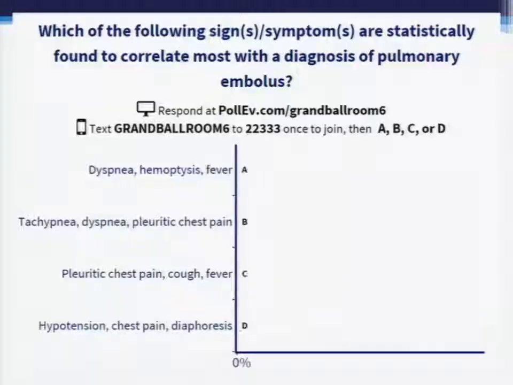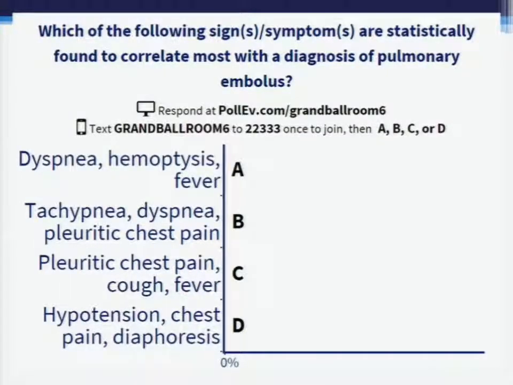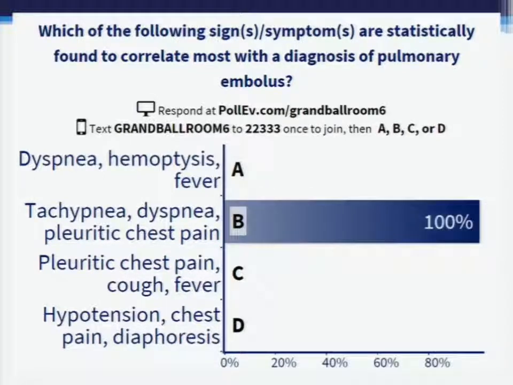I do want to start out by polling the audience a little bit just to get you warmed up to talk about this topic. Which of the following signs or symptoms are statistically found to correlate most with a diagnosis of pulmonary embolism? Dyspnea, hemoptysis, and fever; tachypnea, dyspnea, and pleuritic chest pain; cough and fever; or hypotension, chest pain, and diaphoresis. I'll give you all a second here to respond.